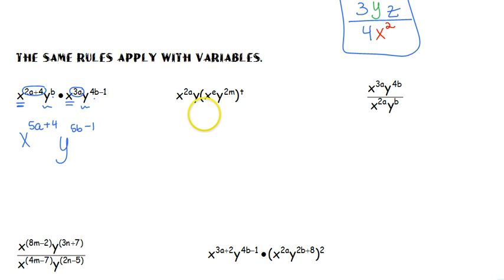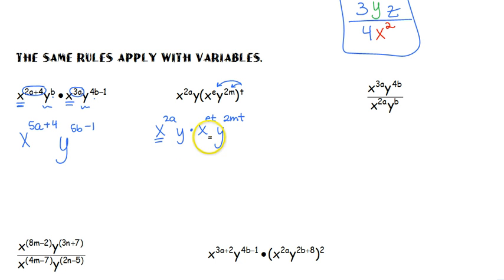So we go to the next one. When I have parentheses, that's my first thing I'm going to get rid of. Nothing's changing with the x to the 2a and the y because those two pieces are not in the parentheses. This is a power to a power, which means I distribute by multiplying. So e times t is just et. 2m times t is 2mt.